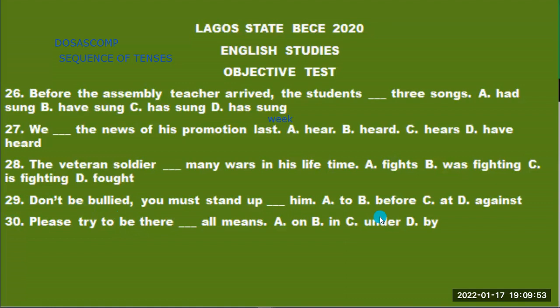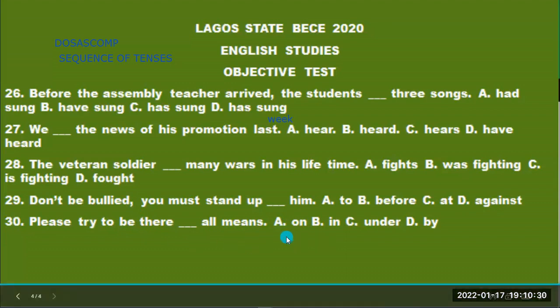Stand up before doesn't fit in. Stand up at is incorrect. Stand up against is incorrect. So don't be bullied. You must stand up to him. Stand up to him. Question number 30. Please try to be there, dash all means. Now, whenever you hear all means, it collocates with the preposition by. Please try to be there by all means.